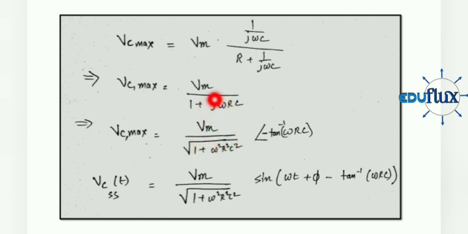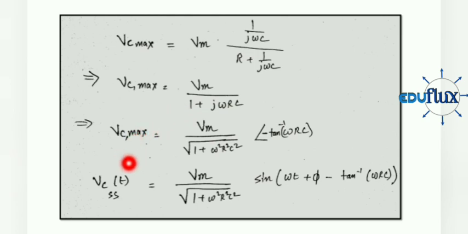Say I am taking the magnitude into angle, polar form, r theta form. The magnitude is Vm by root over of 1 plus omega square R square C square. For this, the phase will be tan inverse of omega RC, it will go down. So the angle is minus tan inverse of omega RC.